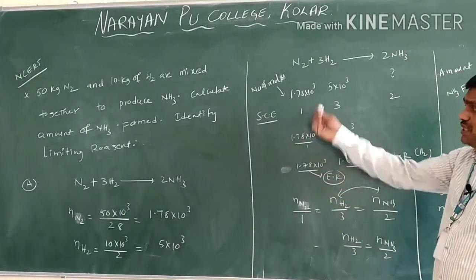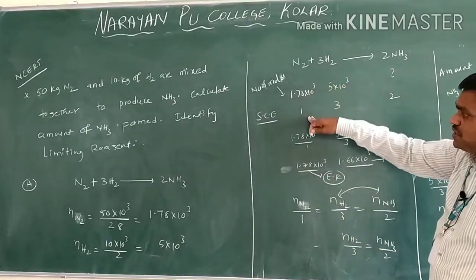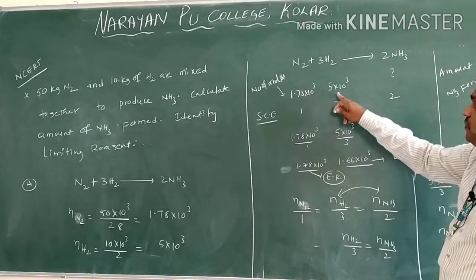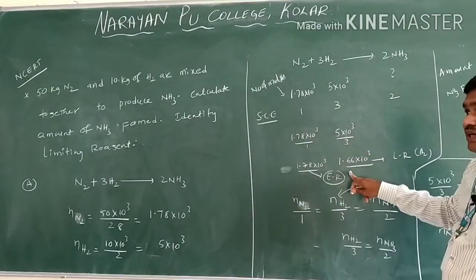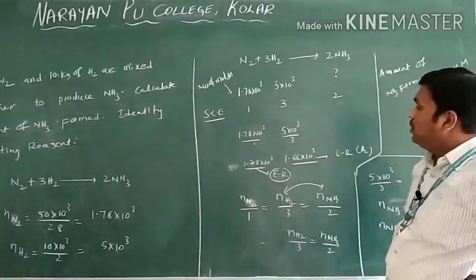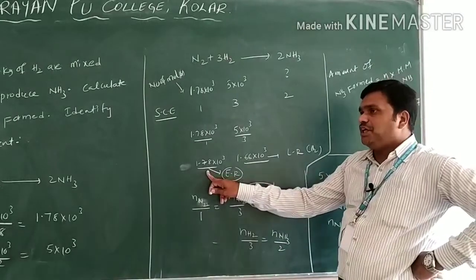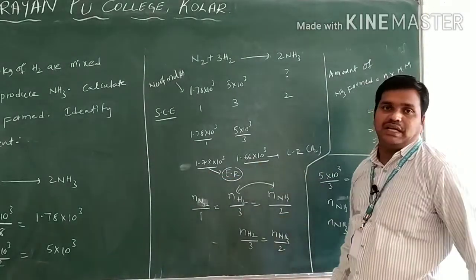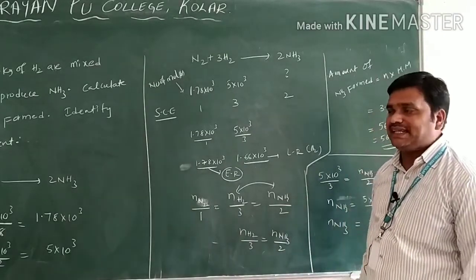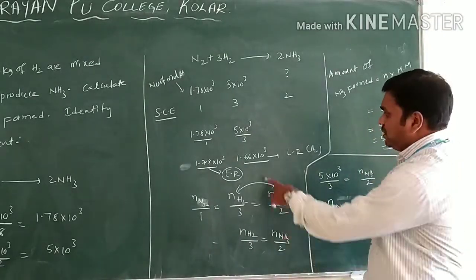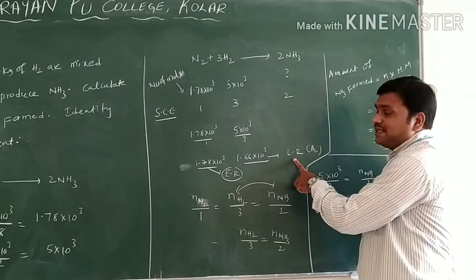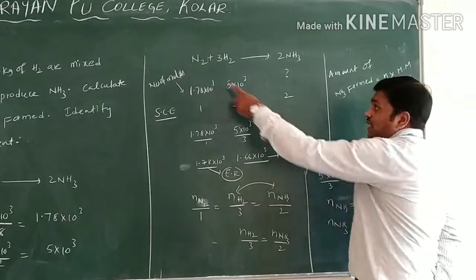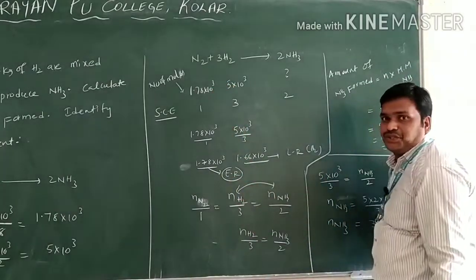Next, you know the step: divide the number of moles by the stoichiometric coefficients. 1.78 by 1, the value remains the same, 1.78 into 10 cube. 5 into 10 cube by 3, you will get 1.66 into 10 cube. Which is the limiting reagent? The minimum value is the limiting reagent, the maximum value is the excess reagent. The minimum value we have is for H2. H2 is the limiting reagent and N2 is the excess reagent only.